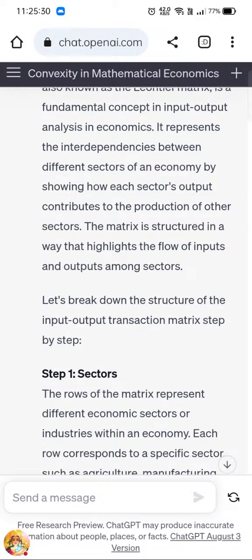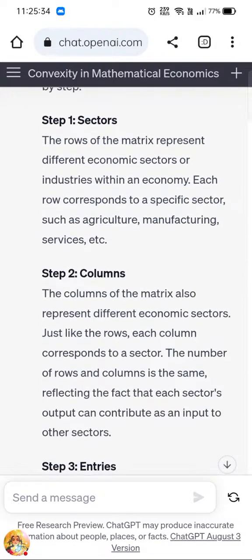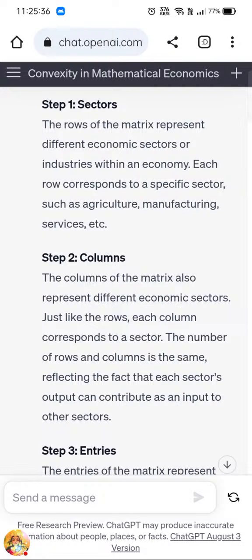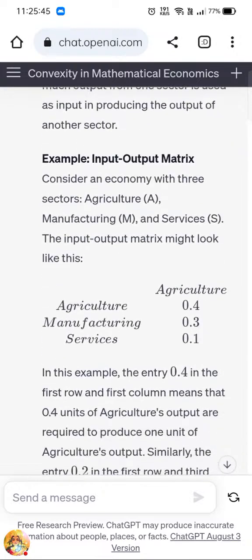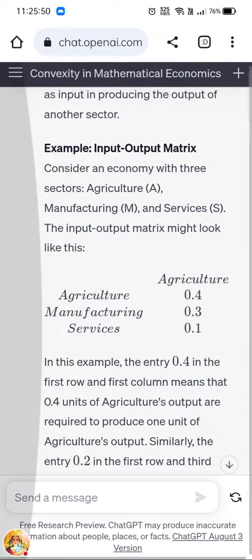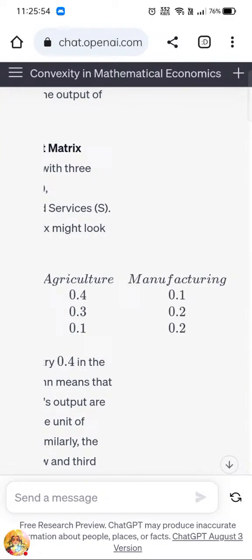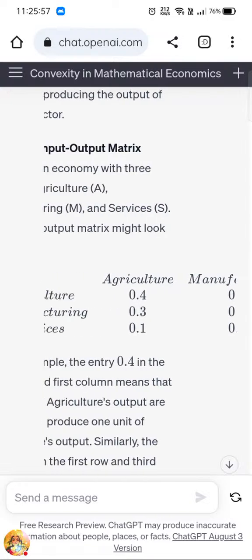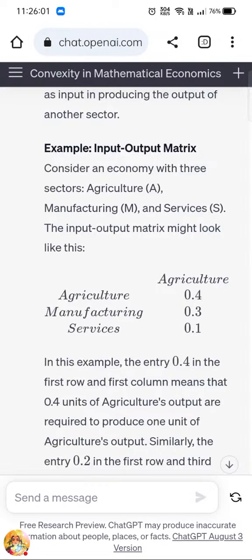So let's break down the structure of the input-output transaction matrix step by step. Step 1 is taking the sectors. In the input-output model, let me show you. This is the input-output model or chart, where there are 3 rows and 4 columns, or let's just take these 3 columns and 3 rows.